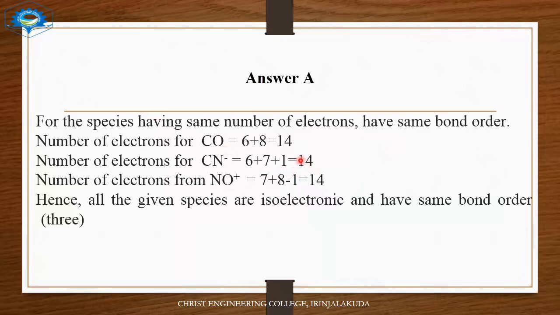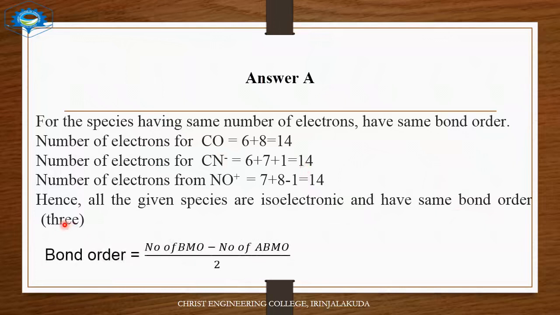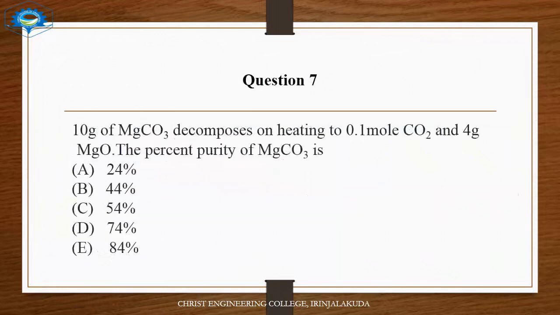Then we already discussed, if the number of electrons is 14, I already told you to remember one table. If the number of electrons is 14, then the bond order will be 3. Or we can find the bond order using the equation: number of electrons in bonding molecular orbital minus number of electrons in anti-bonding orbital.